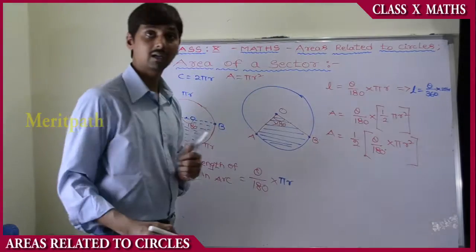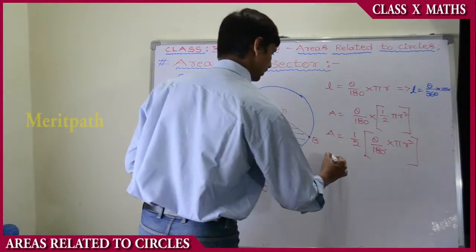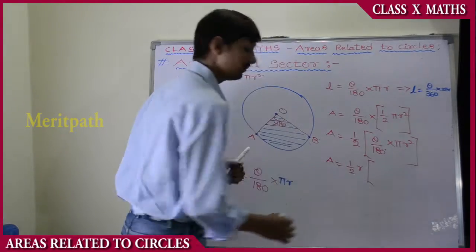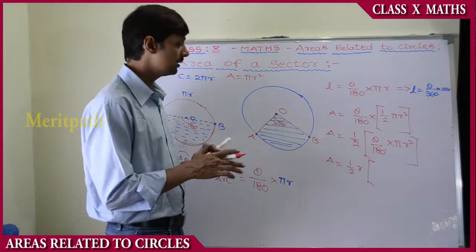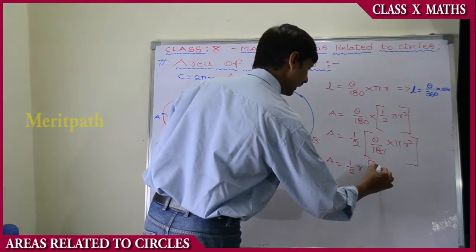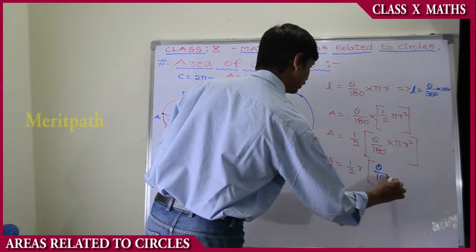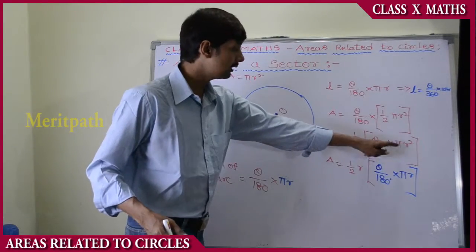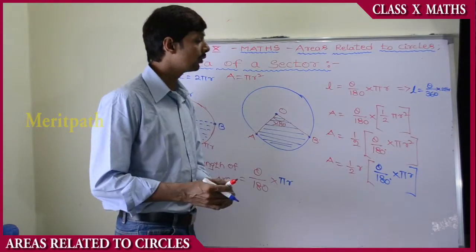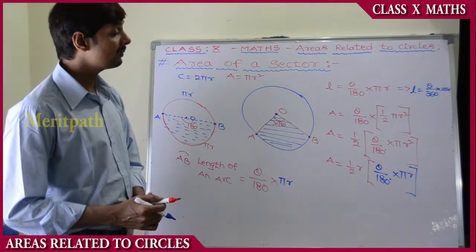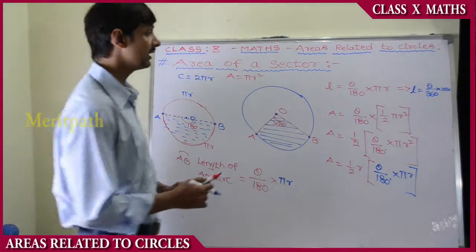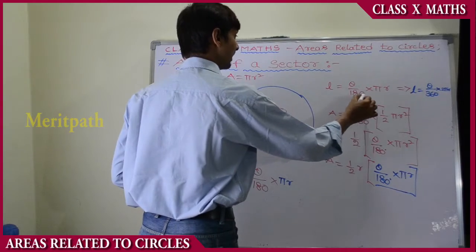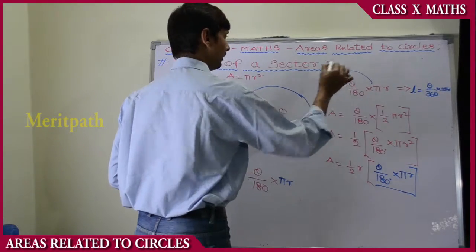So let's take one of the r outside as common. What will be left here? That is theta by 180 degrees into pi r. When we multiply this r into r, it balances to r square. So let's see, theta by 180 into pi r is nothing but L. So this is nothing but theta by 180 degrees into pi r is L.